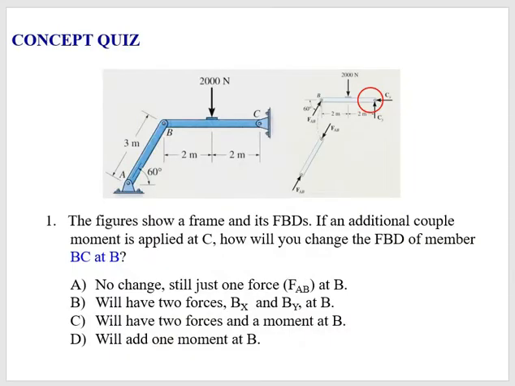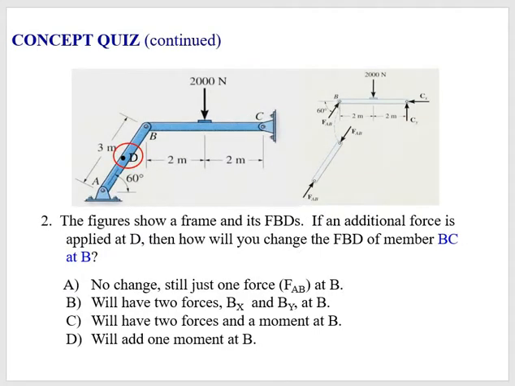So let's look at some kind of concept quiz. The figures show a frame and its free body diagram. If an additional couple moment is applied at C, then how can we change the free body diagram of member BC at B? So the answer to this is A, there's no change. There's still just one force, FAB at B. So FAB doesn't change, even if I apply a couple moment at C.